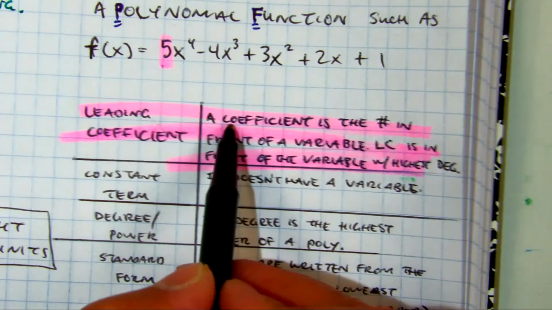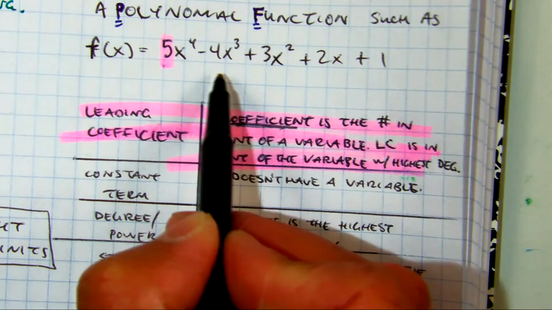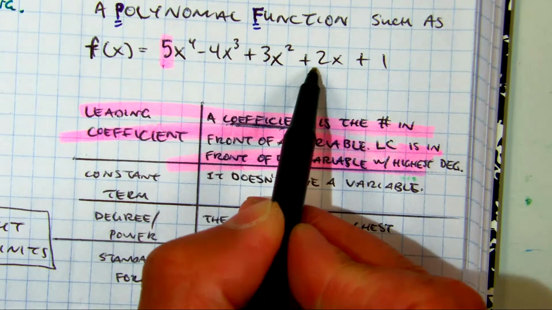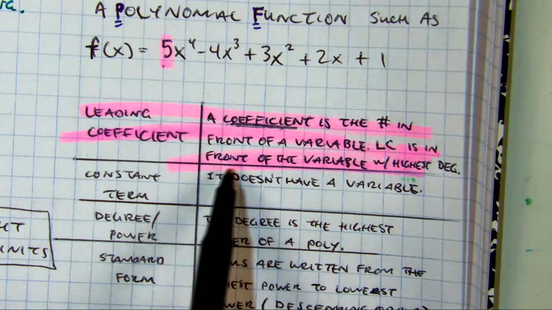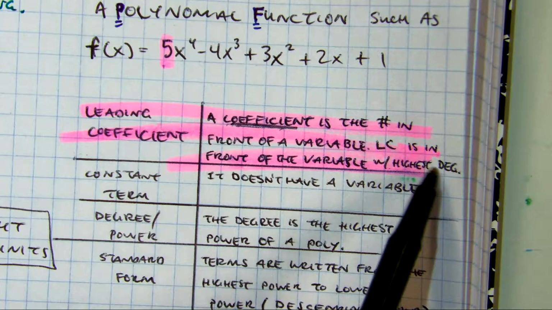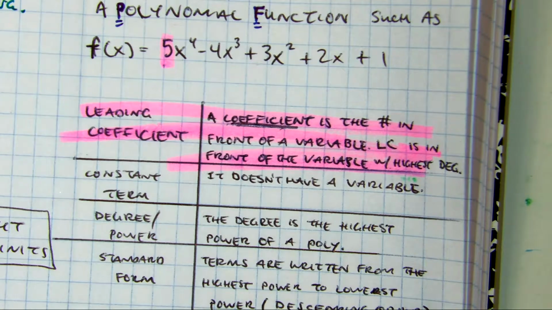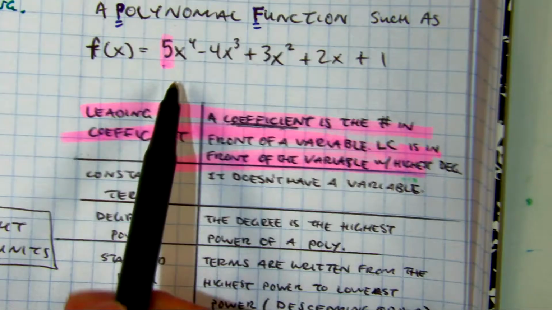Now, coefficient is just the number in front. So the coefficients here would be -4, 3, 2, 1. But the leading coefficient is the one in front of the variable with the highest degree. So 5 would be the leading coefficient. Also, notice that 5 here is positive.